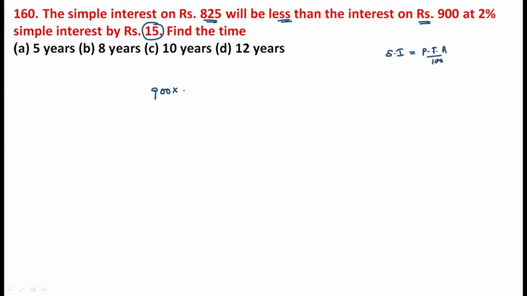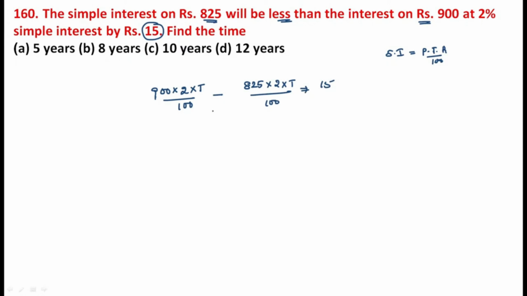Now 900 rupees with rate of interest 2 and time period T divided by 100, we get a simple interest. And there is another principal 825 rupees with rate 2 and time period T divided by 100. Now you can get the difference of those two interests, which is exactly equal to 15 rupees.